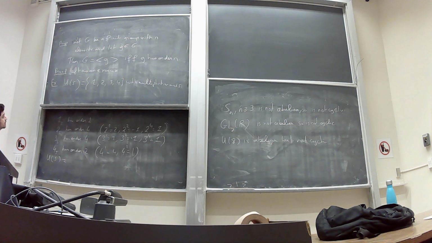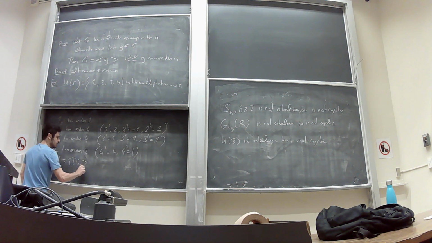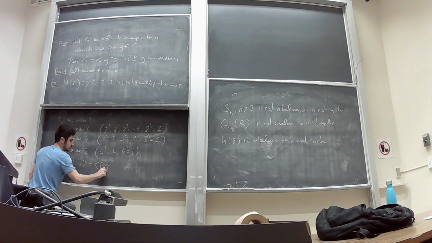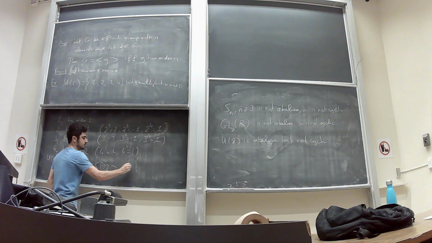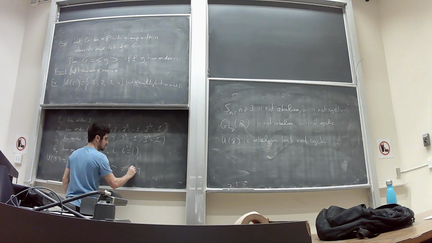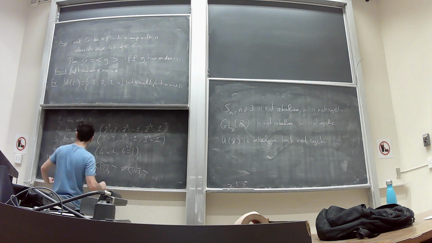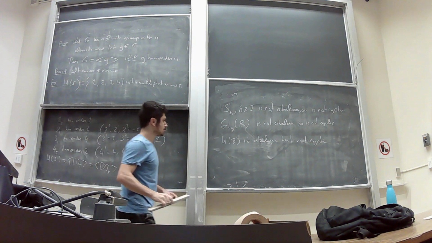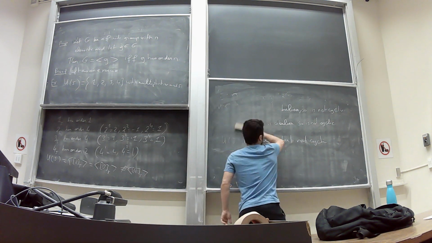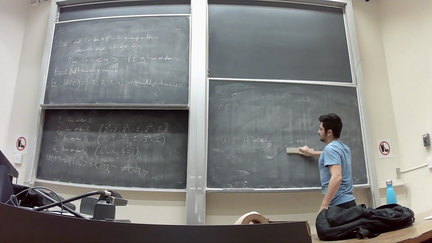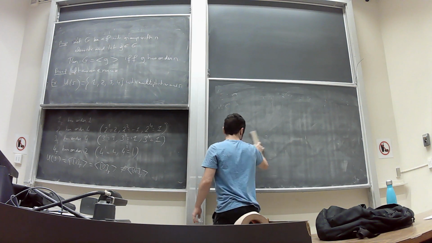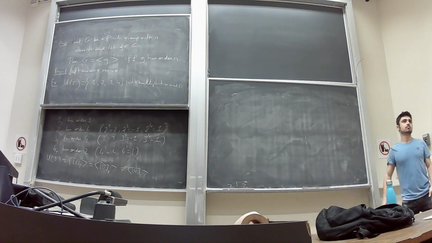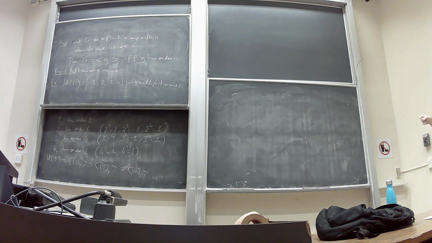So U5 is equal to the cyclic group of order 5, but it's different. Okay, so far so good. It's a bit fast, but these are just simple calculations.